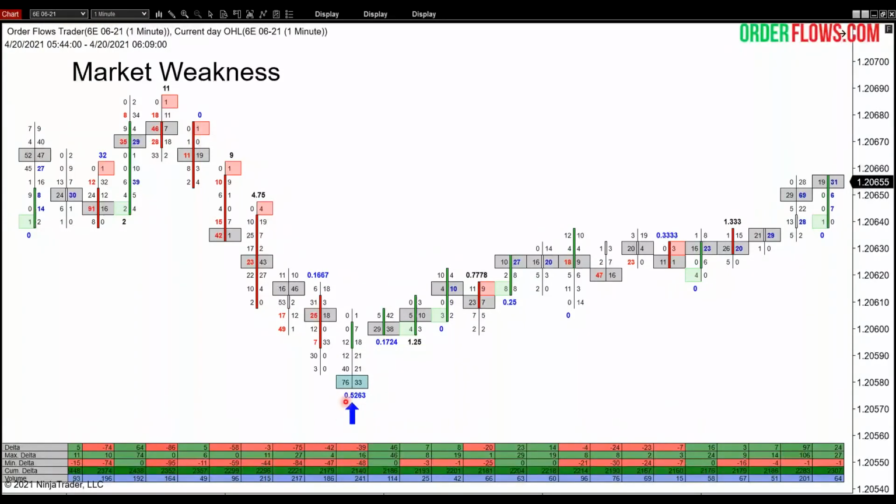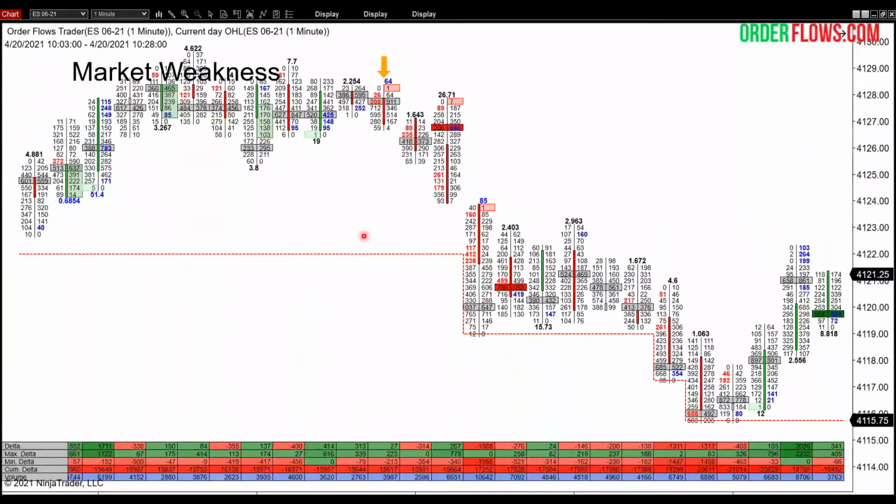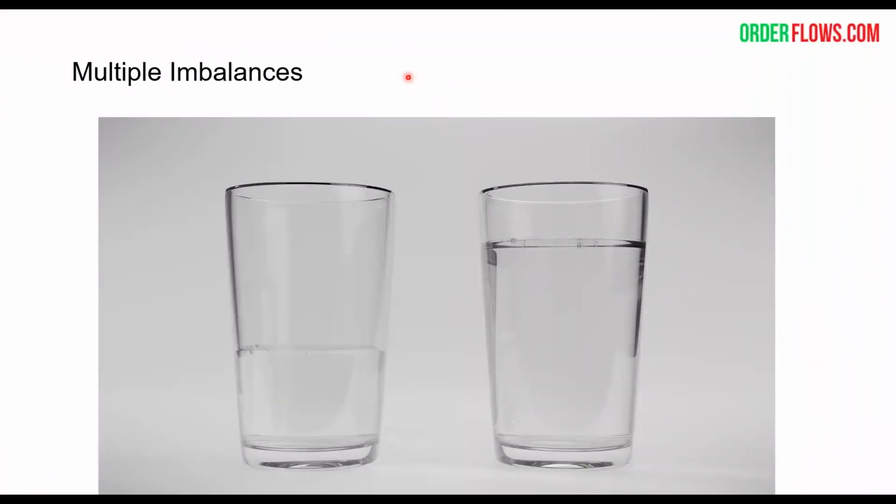But having software that's going to put this orange arrow there is just going to make your trading life so much easier. Now, the next one I'll talk about is imbalances, right? I talked about general imbalances before. I talked about stacked imbalances, but what I want to talk about now is multiple imbalances, okay?